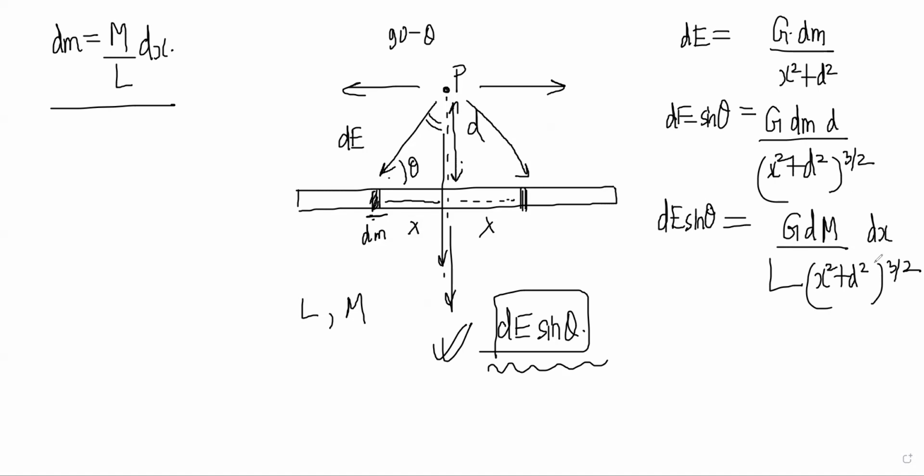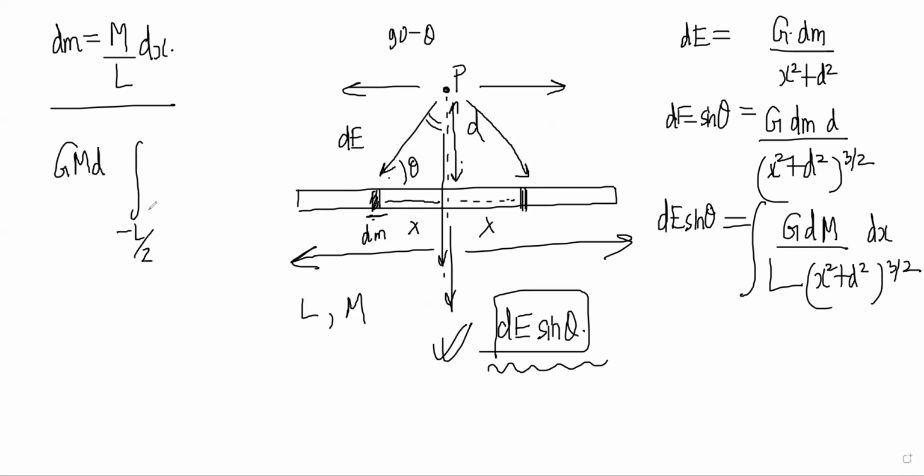Now everything is in terms of this x variable. You have to integrate. x goes from minus l by 2 to plus l by 2. So you have G m small d integral minus l by 2 to plus l by 2 dx by x square plus d square to the power 3 by 2.